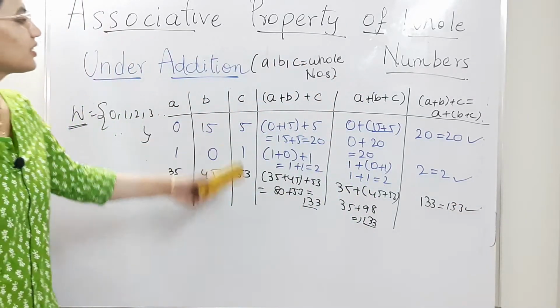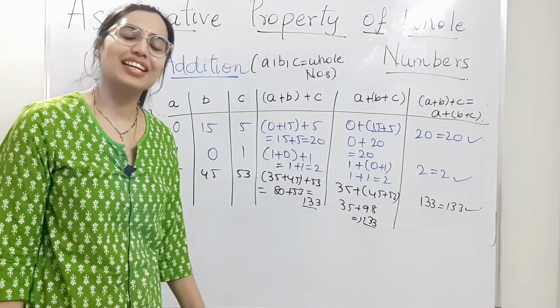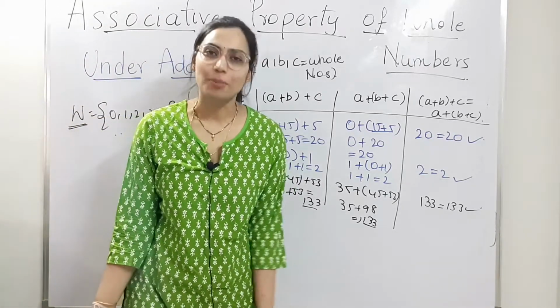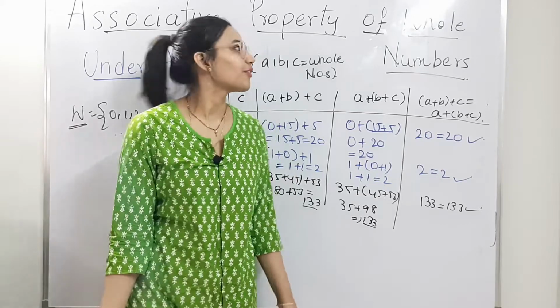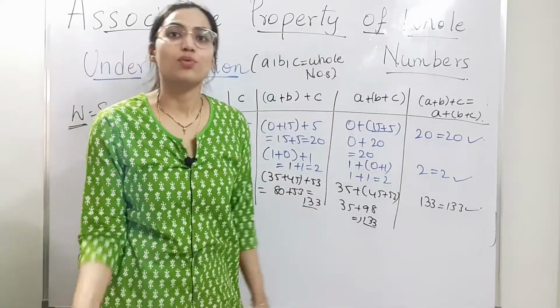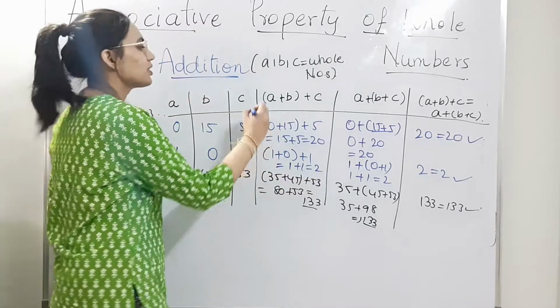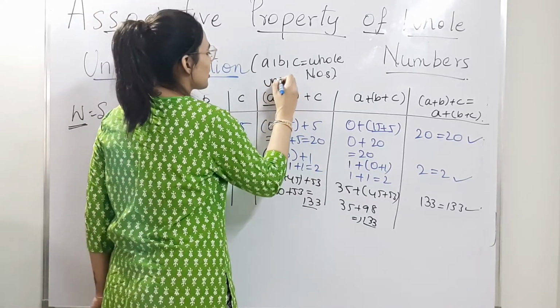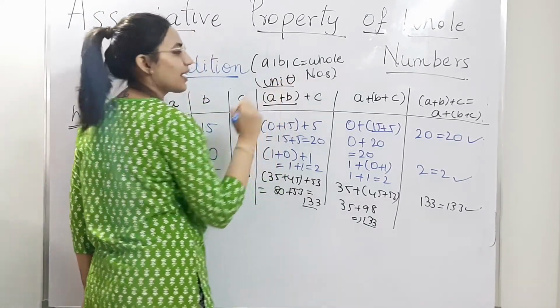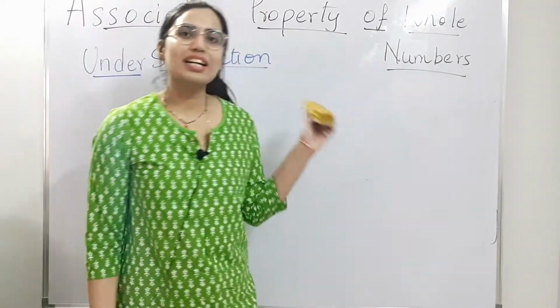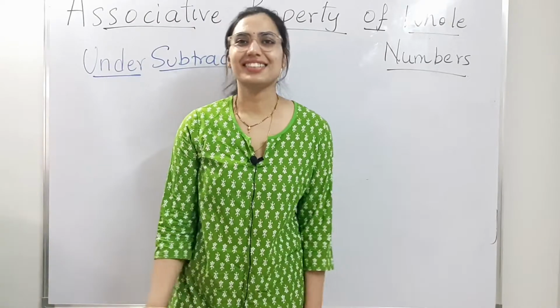So we've tried these many possibilities and we can happily conclude that the associative property holds true for whole numbers when we do addition. And remember, A, B and C must be whole numbers. Now, the associative property of whole numbers under subtraction.